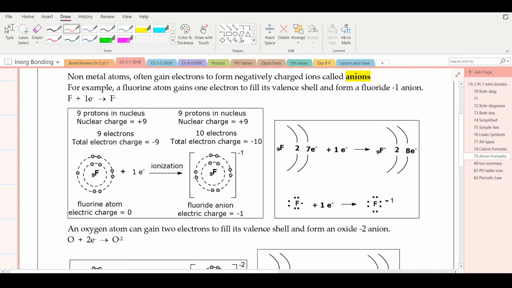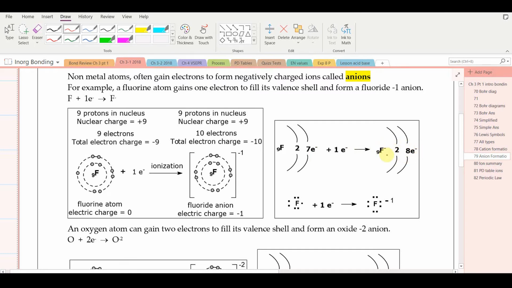Here it is a simplified Bohr diagram. So neutral fluorine with 2 electrons in the first shell, 7 in the second, gains 1 more electron to the valence shell. It's now got a full valence shell, total of 10 electrons, 9 protons, the overall charge is -1.